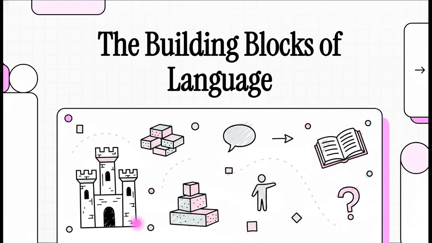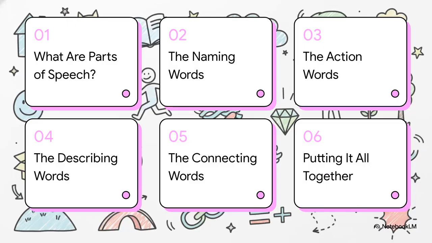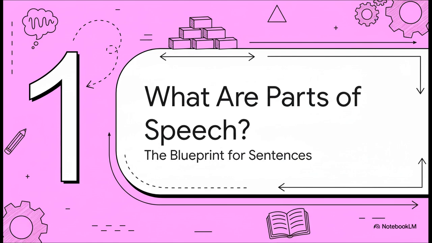Welcome to the Explainer. You ever stop and wonder how we just take a jumble of words and somehow make sense of them? Well, today we're going behind the curtain and cracking the secret code of language. We're talking about the fundamental building blocks, the parts of speech. So here's the game plan. We'll start with a big picture look at what parts of speech even are. Then we're going to zoom in on each type of word, the ones that name things, the ones that show action, and all the rest. And finally, we'll see how all those pieces click together to build the sentences we use every single day. All right, let's dive right in.